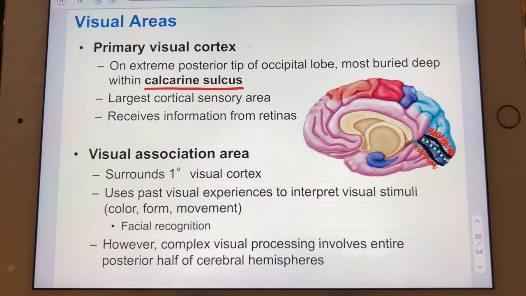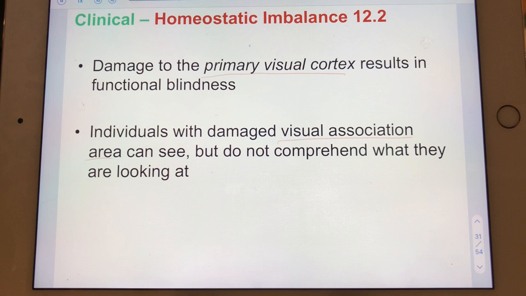Okay, prepare to get tripped out. If someone has damage just to their primary visual cortex, then their eyes may be totally healthy. Their photoreceptors may be totally functional, but they will not be able to see. They'll be experiencing functional blindness. Whoa.